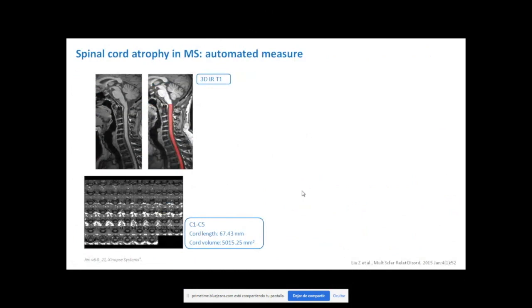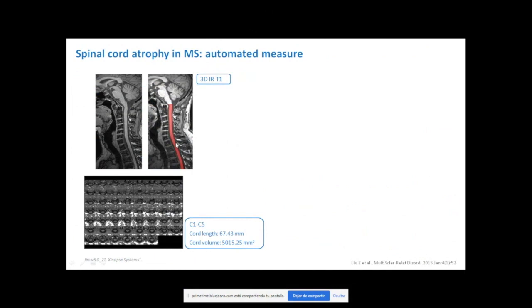We need to obtain a high quality, heavily T1 weighted sequence of the spinal cord. And there are several tools that can, more or less automatically, detect the margins of the lesions. We can segment the cord. We can calculate the volume, the cord length, and with that we can calculate the cord cross-sectional area, which is the measure that we use for assessing the degree of spinal cord atrophy.